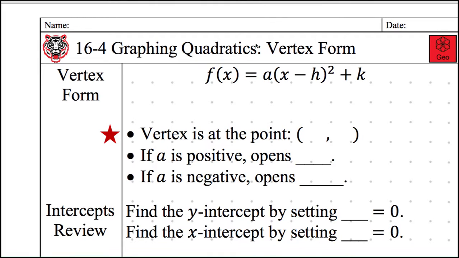All right, so we are here in geometry. We are on lesson 16-4, graphing quadratics, vertex form. Our quiz is tomorrow on Friday. Today's date is April 25th, 2019.